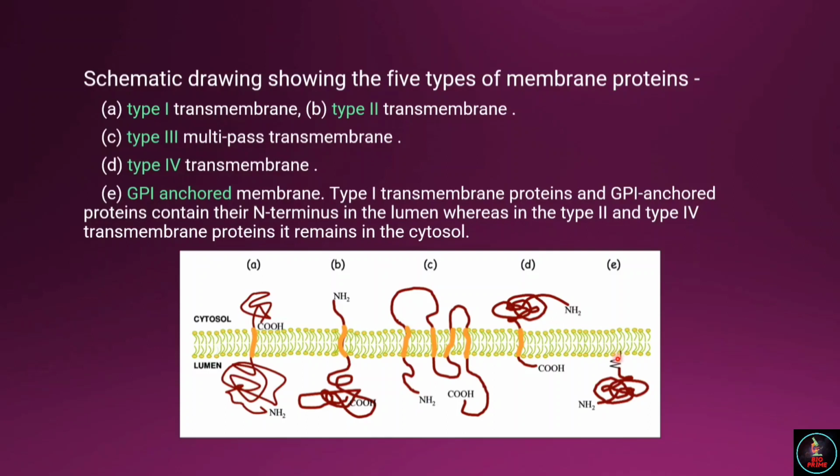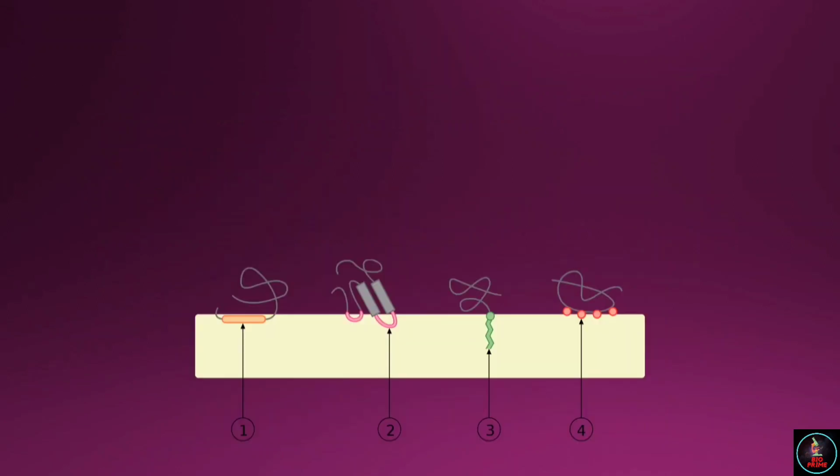The GPI anchored proteins contain their N terminus in the lumen, whereas in the type 2 and type 4 transmembrane proteins it remains in the cytosol. It remains in the cytosolic portion. And these are the 5 types of membrane protein. For three types the NH2 group is present in the cytosol, and for three types the COOH group is present in the cytosol. That is type 5, type 1 and type 3, and in type 3 both NH2 and COOH are present.